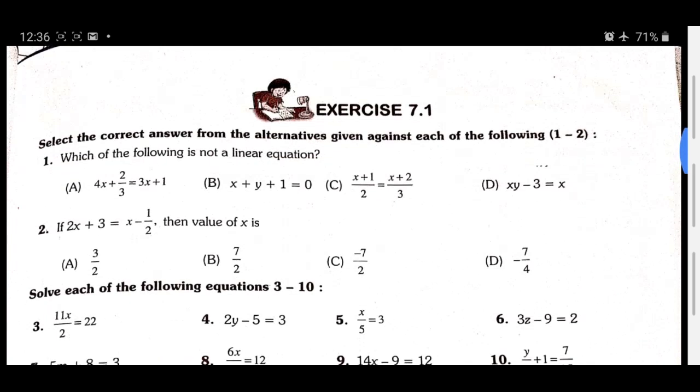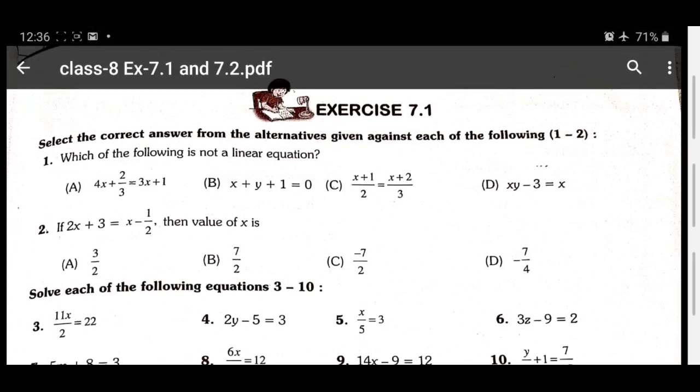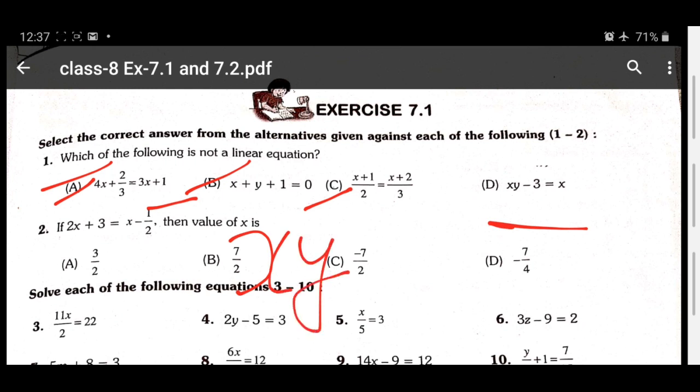Okay. So in this, they are alone: 4x plus 2 upon 3, 3x plus 1. So it is also a linear equation. They have x plus y with degree 1, also a linear equation. When you cross multiply and solve, this is also a linear equation because they are alone. It means that they are separated by a plus sign. But when you come this side, you see x, y, they come in multiply. So it is not a linear equation.